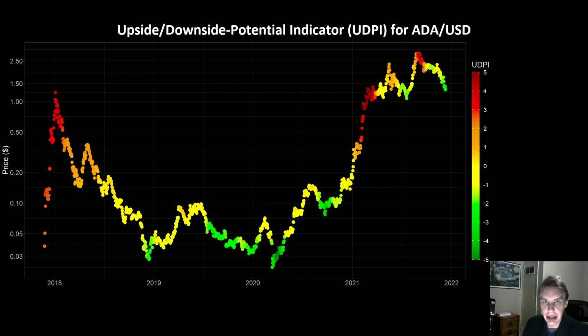Today I want to talk about ADA and what type of catalyst it might be looking for before it can start putting more moves back to the upside.